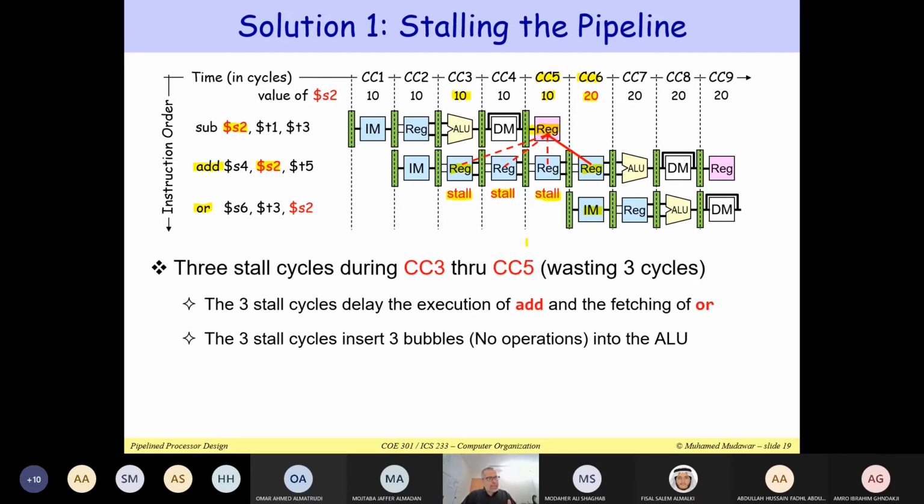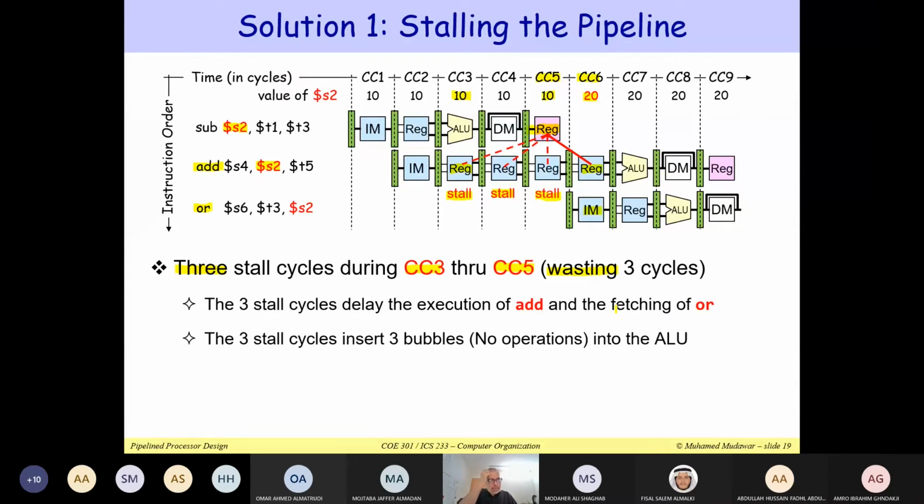This is called stalling the pipeline, and we need 3 stall cycles, during clock cycle number 3 through clock cycle number 5. Stall, stall, stall. This is wasting 3 clock cycles because we are not doing anything, and this is going to reduce the performance of the pipeline. Stalling means that the instructions are not moving in the pipeline, and therefore this is going to increase the execution time of the program and reduce performance.